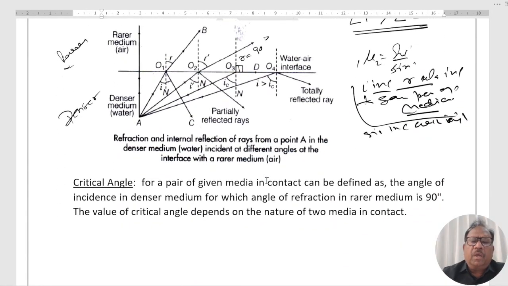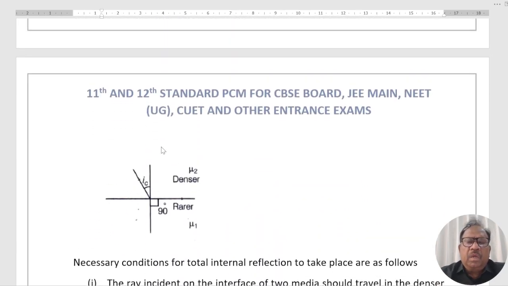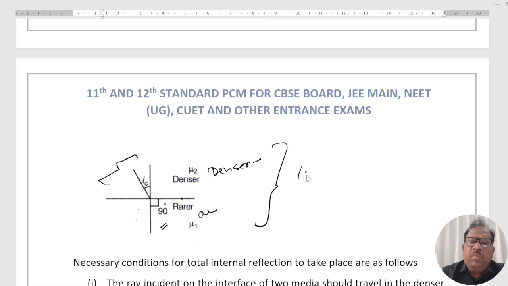Now, what is the critical angle? For a pair of given media in contact, it can be defined as the angle of incidence in the denser medium for which the angle of refraction in the rarer medium is 90 degrees. This I have explained here. The value of the critical angle depends on the nature of the two media in contact. Graphically, this is the denser medium, this is the rarer medium. The angle of incidence is I C, corresponding to which the angle is 90 degrees. In this case, I will be equal to I C, then R equals 90 degrees.